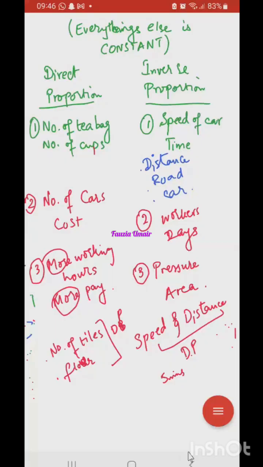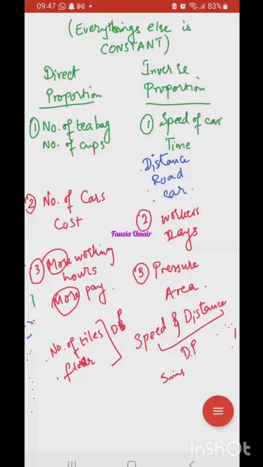All kinds of shopping examples come in direct proportion. For example, how many pizzas you can buy: money and pizza. The more pizzas, the more money required. Fewer pizzas, less money required. Same as the number of tea bags and cups.